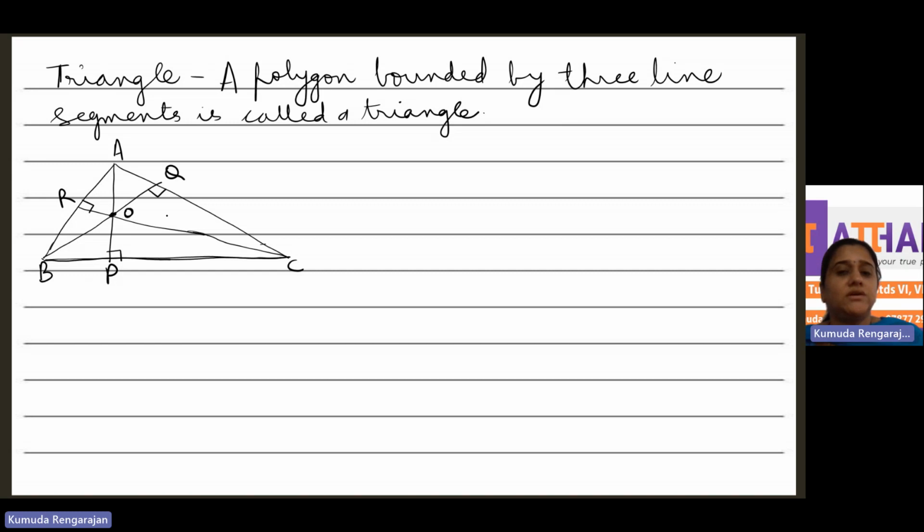Bounded. A polygon bounded by 3 line segments is called a triangle. No, that's wrong. It should pass through the same point.